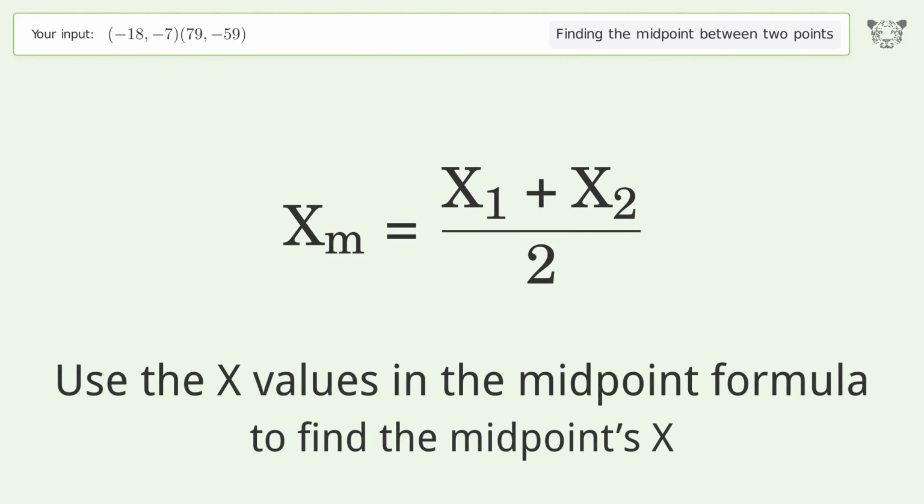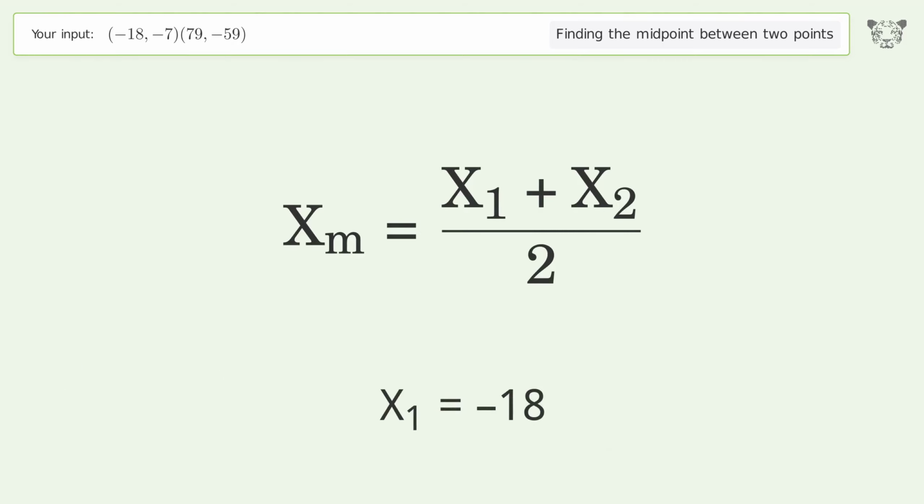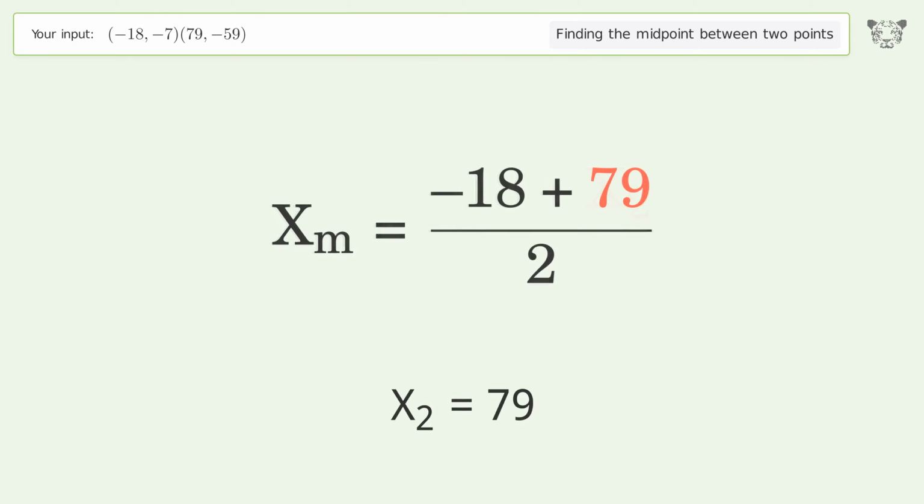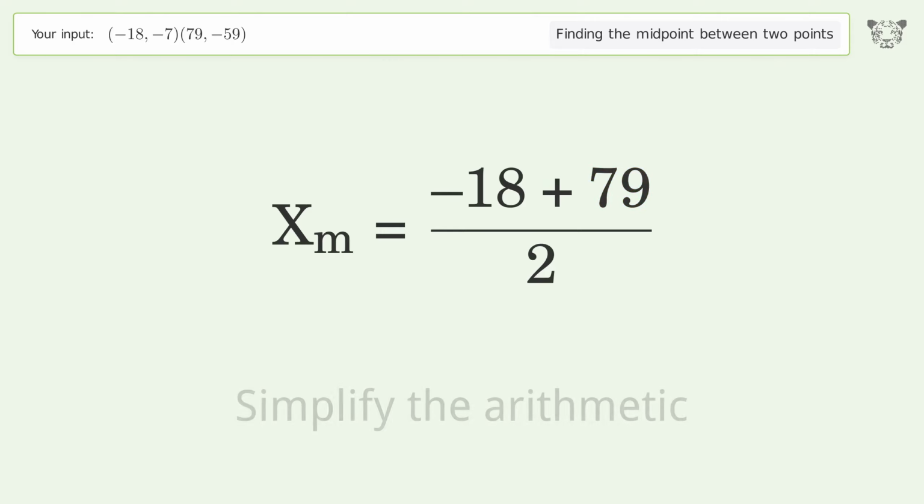Use the x values in the midpoint formula to find the midpoint's x. x1 equals negative 18. x2 equals 79. Simplify the arithmetic.